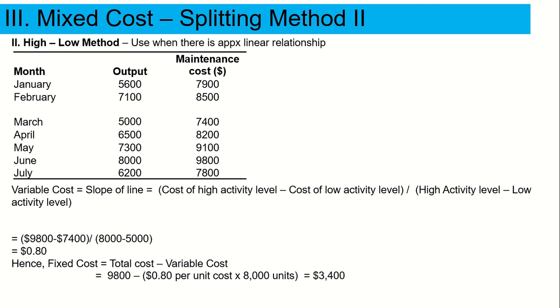This is your variable cost, so fixed cost will be total cost minus the variable cost, which in the case of June, for example, was total cost 9,800 minus 0.8 into 8,000 units, which gives you 3,000.